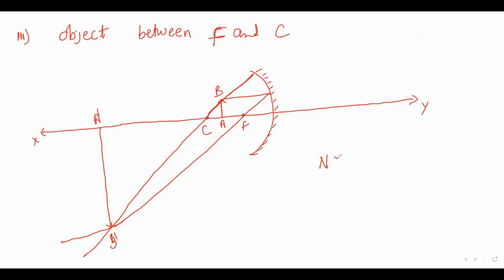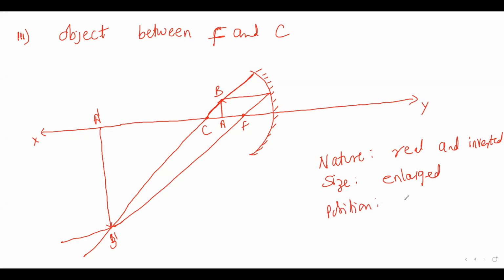यहाँ पर nature क्या है? Real and inverted. Size क्या है? Enlarged और magnified. Position क्या है? Position है beyond C. Beyond C. Okay, real inverted, enlarged image beyond C. Is that okay? Yes, sir.